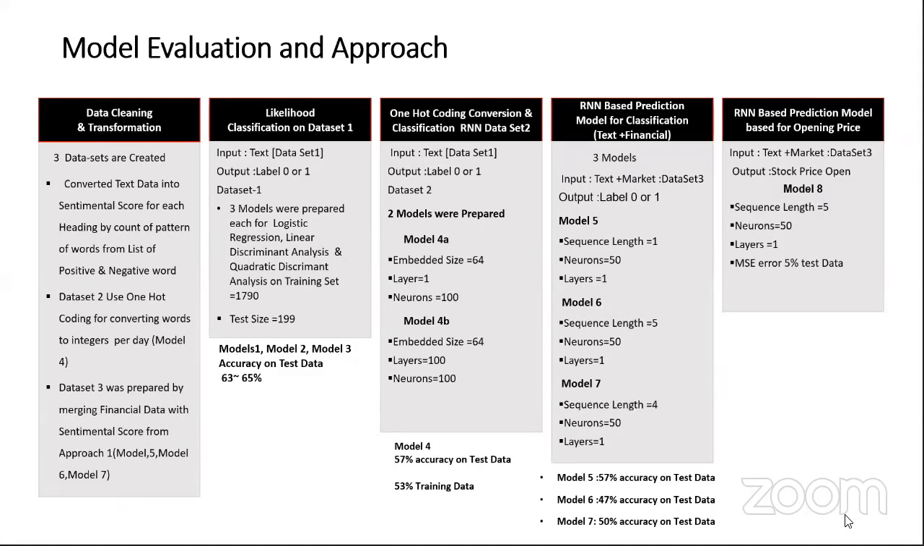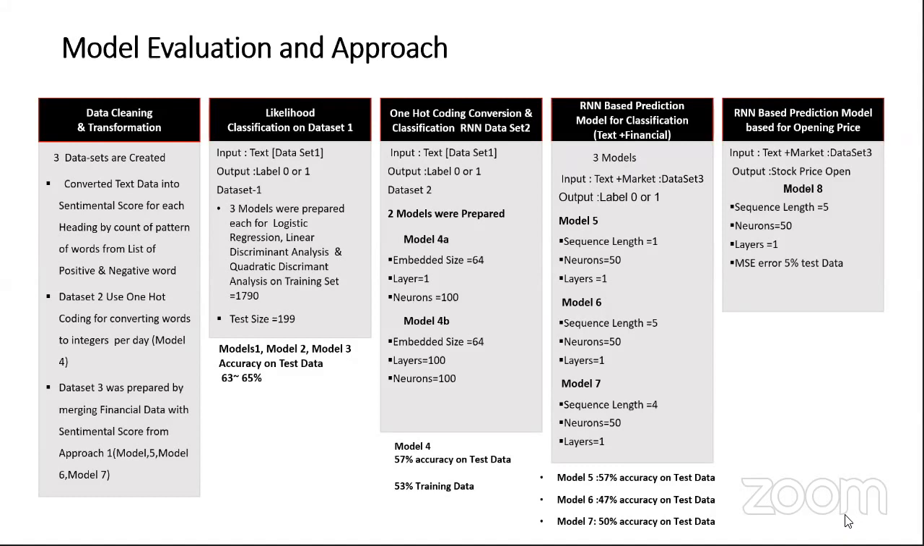The next was, I then thought that since I'm predicting the opening and closing of the stock market, what if I actually predict the opening price of the market, and even the closing price. In this case, I did the opening price. So I found a mean square error of 5% on test data. The layers 1, neurons of 50, and the sequence was 5.